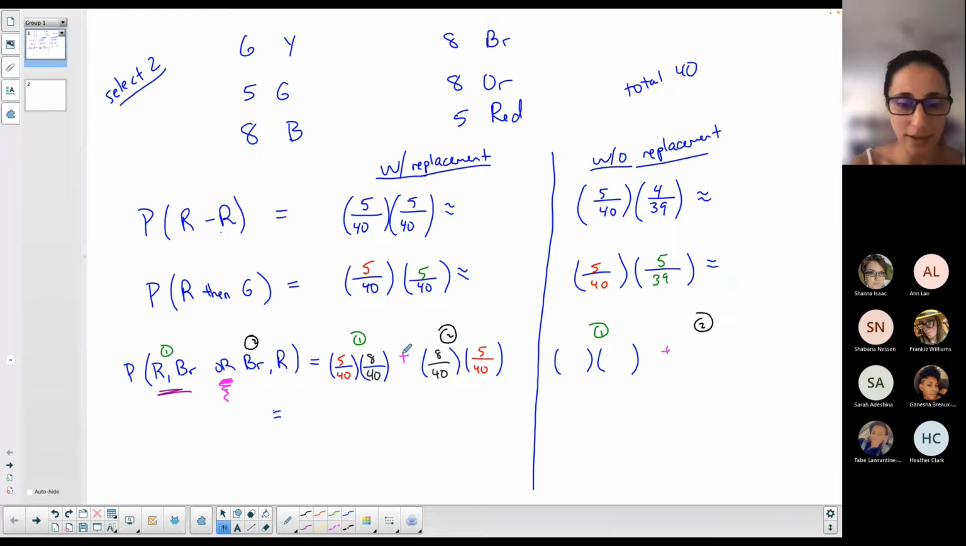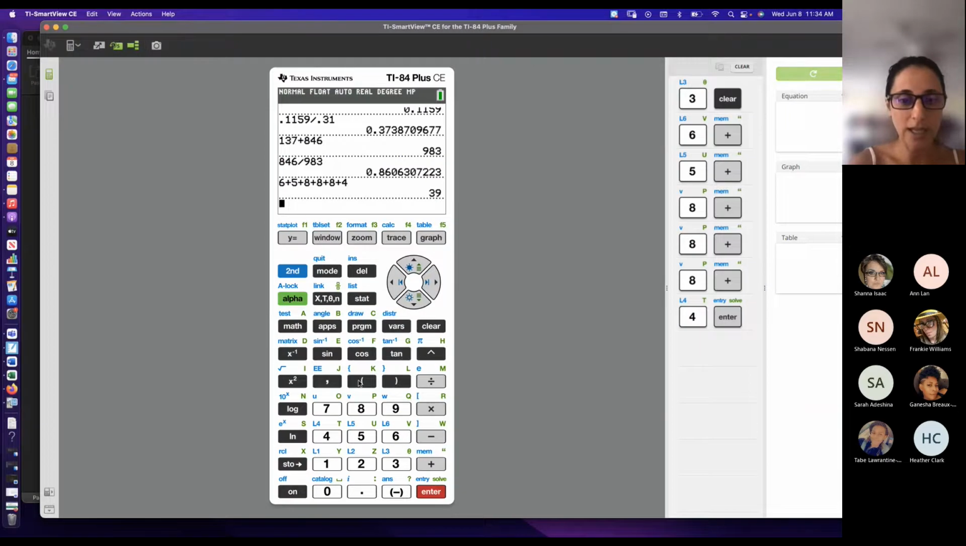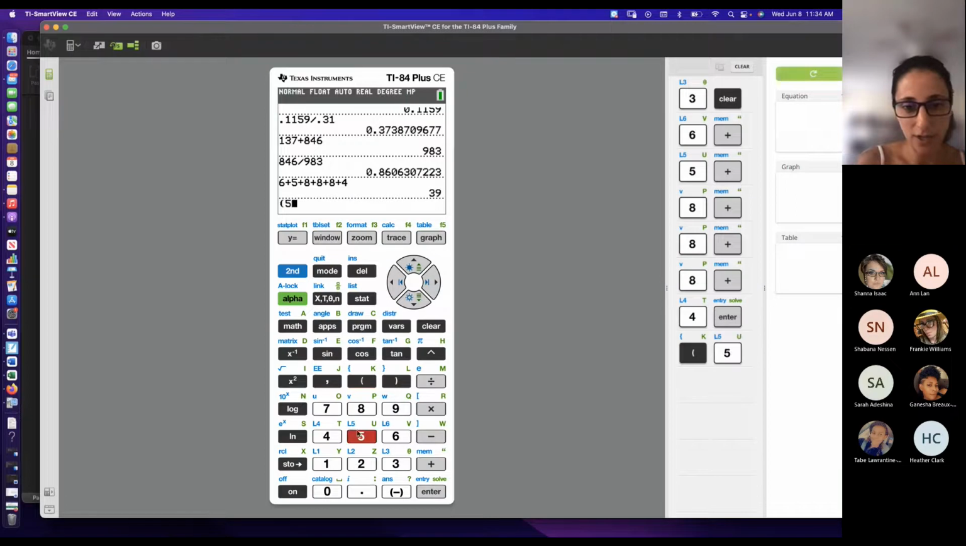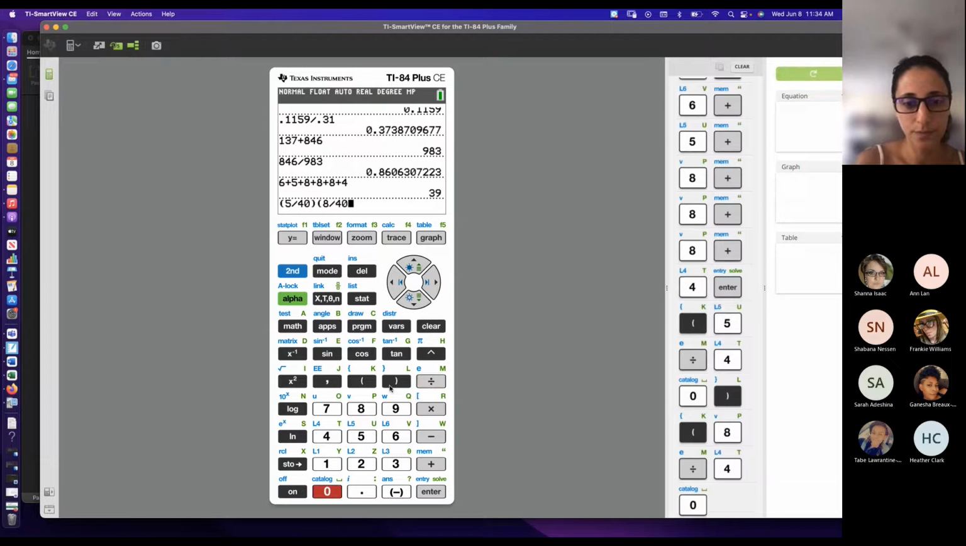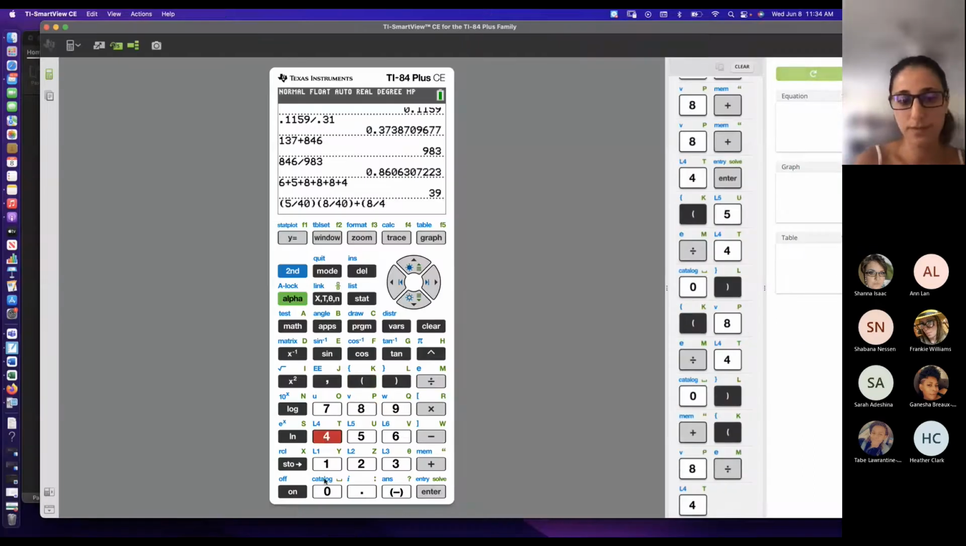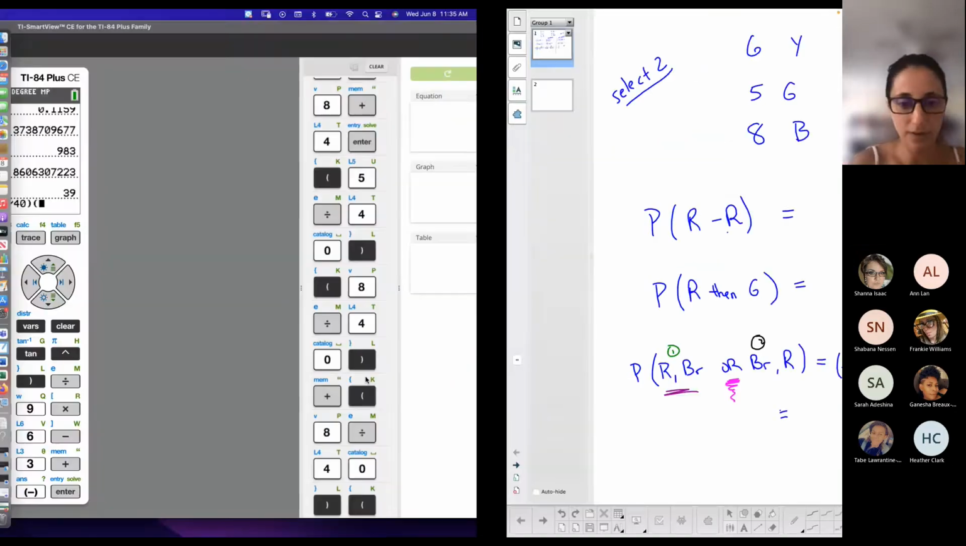Now this one I'll show on my calculator because you have a lot going on. I'm going to show you how to do it, and then how to get the simplified fraction if you want. So I have 5 out of 40 and 8 out of 40. 5 out of 40 times 8 out of 40 plus, and you could do it this way because according to the order of operations, it will do the multiplication before it does the addition. 5 out of 40 times 8 out of 40.